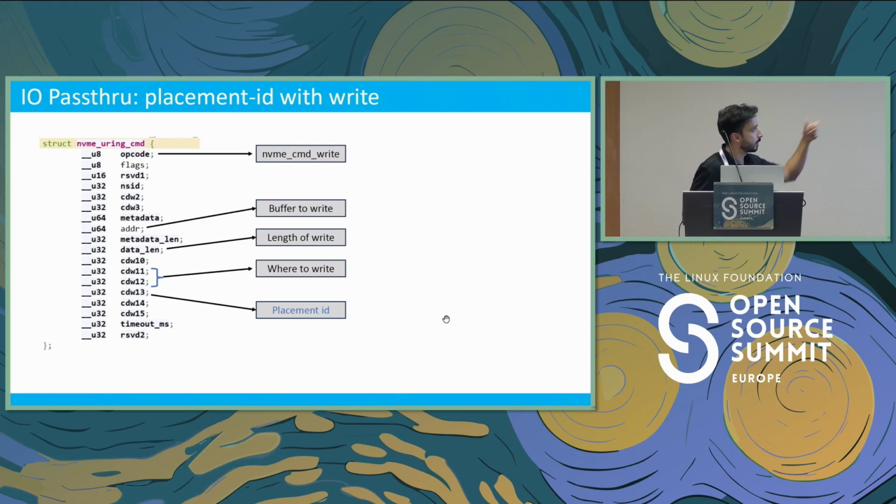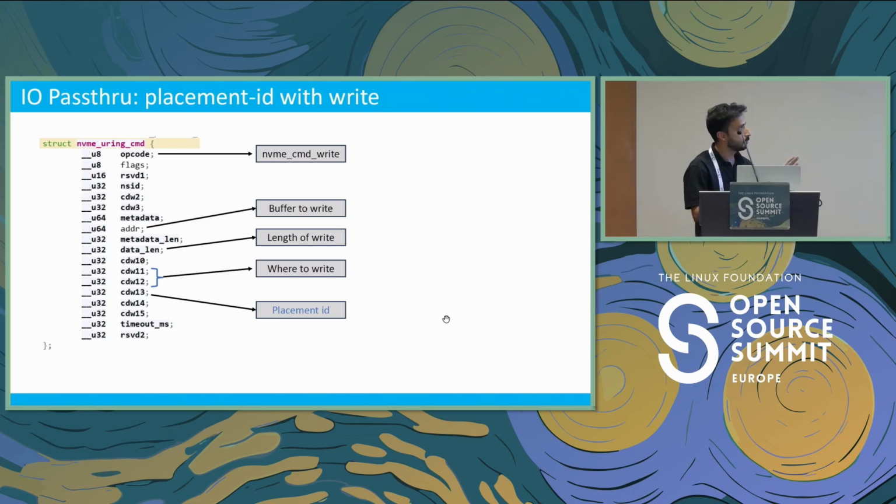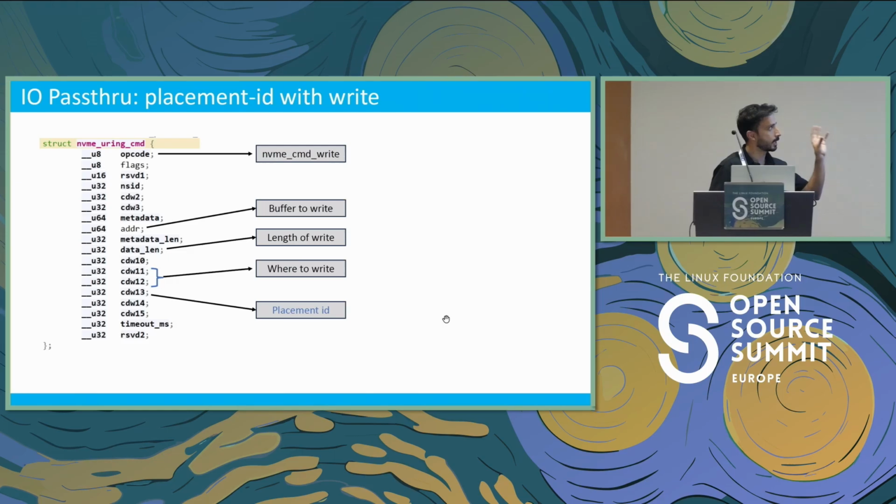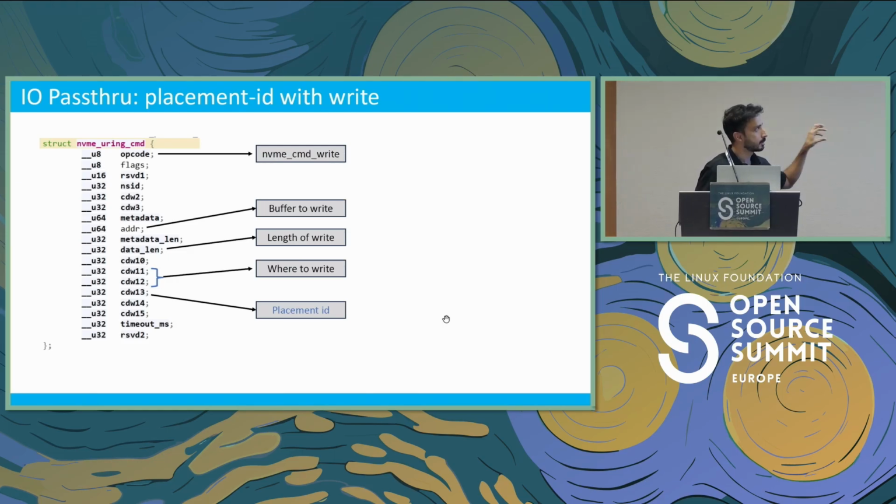CDW11 and CDW12. The new part is the placement ID. The placement ID is something that you would populate over here, and if you keep the placement ID the same, your writes will basically land on the underlying superblock, or in this case it's called reclaim unit.